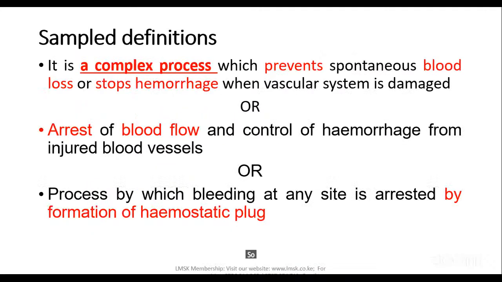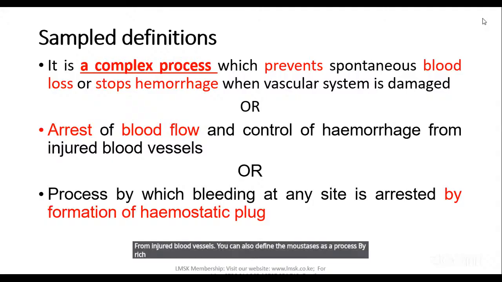So, some of the sampled definitions of hemostasis. One, it is a complex process which prevents spontaneous blood loss or stops hemorrhage when the vascular system is damaged. The other definition is arrest of blood flow and control of hemorrhage from injured blood vessels. You can also define hemostasis as a process by which bleeding at any site is arrested by formation of a hemostatic plug.